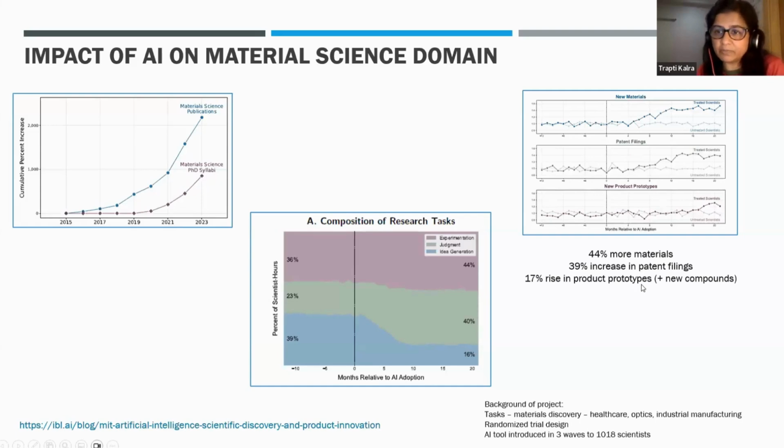These are net new compounds, because there's one observation that as we start using AI, there are also a lot of false positives, because you prompt for many more ideas, so more ideas come to hand. So there are also a lot of false positives.